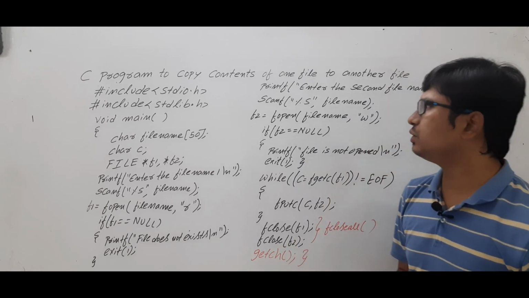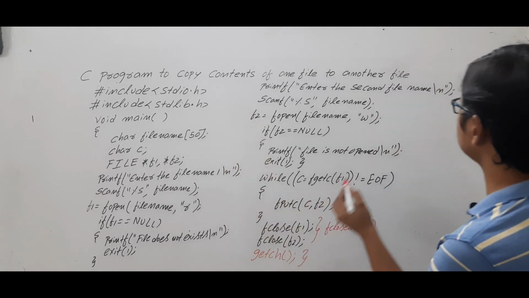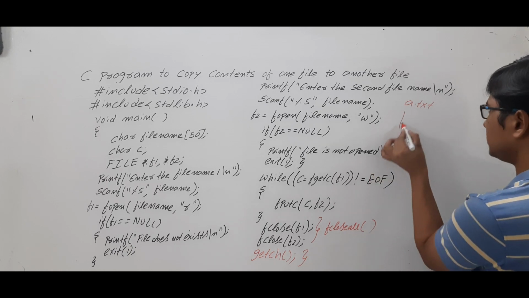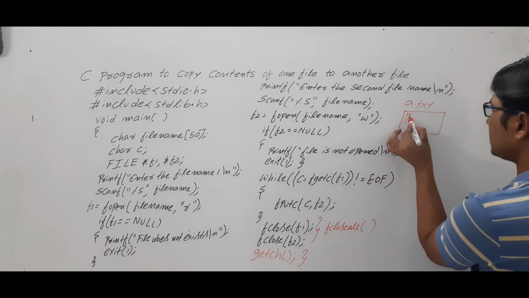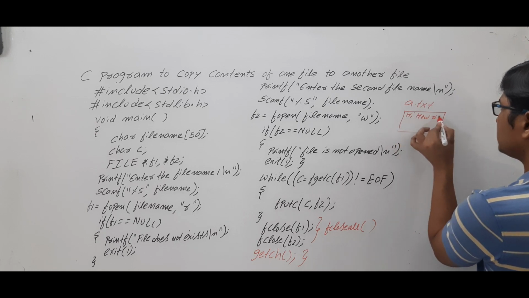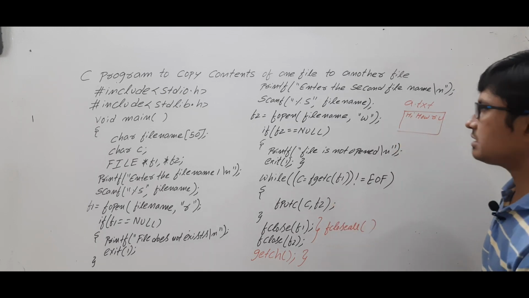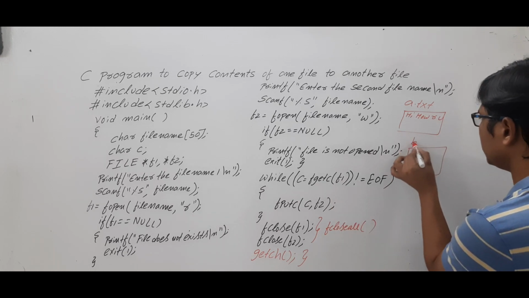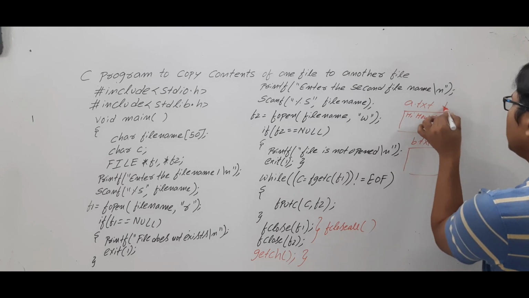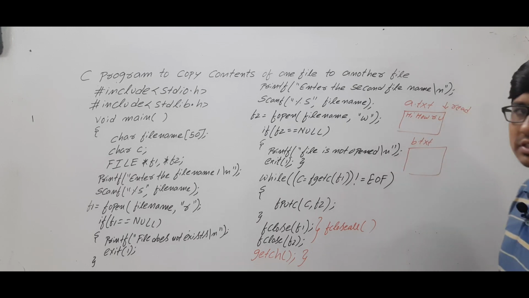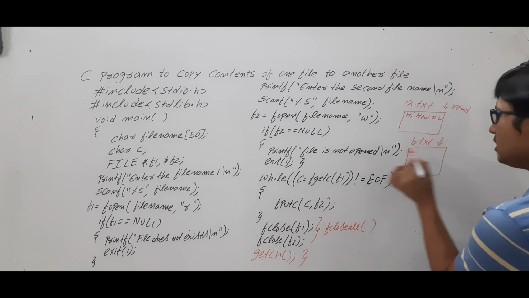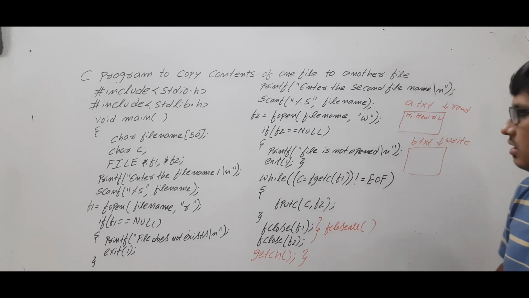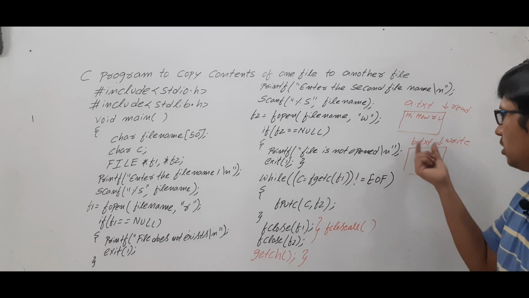So what it will do is, suppose let's take that the user has entered the file name 1 as a.txt. Let's take that a.txt is there and has the information "hi, how are you". This is the information in file 1. Let's take that the user has entered the second file as b.txt. Now file 1 is opened in the read mode, so you can only read the information from it, and this file is opened in the write mode. Now you can add the information into the file, or copy the information into the file called b.txt.